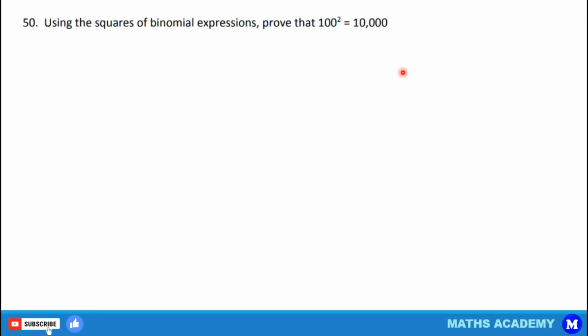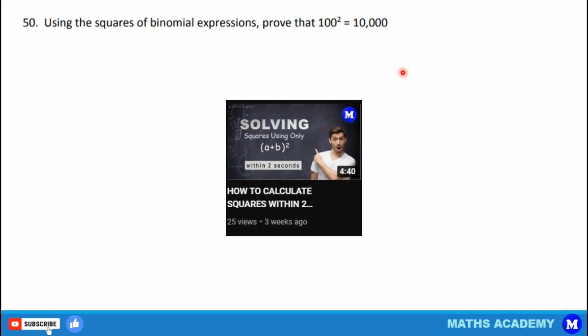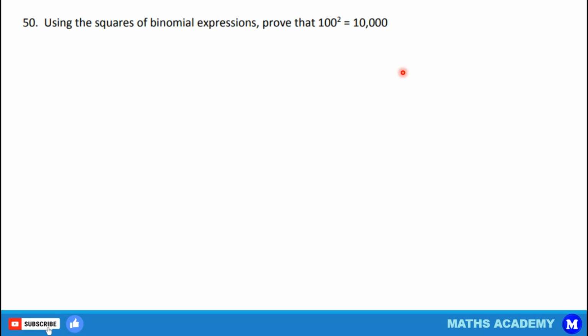Question number 50. Using the squares of binomial expressions, prove that 100 squared equals 10,000. So now using the theory of binomial expressions, I have also made a video relating this. So if you do not have an idea what's binomial expression and how to solve squares using binomial expression, you can check the video that you can see right now on the screen and you can learn how to do squares of 2 binomial expression. So now let's prove 100 squared equals 10,000.